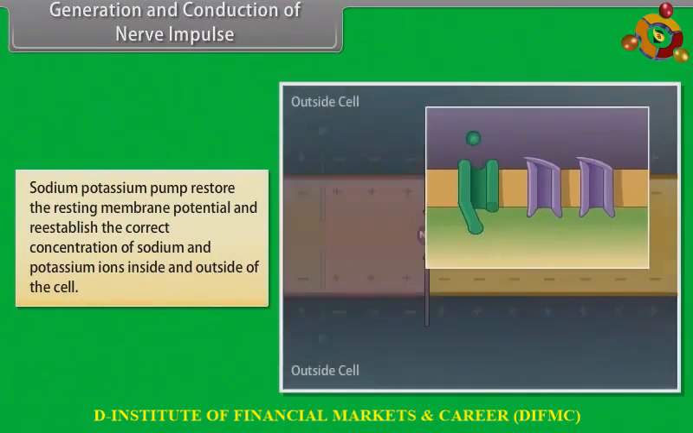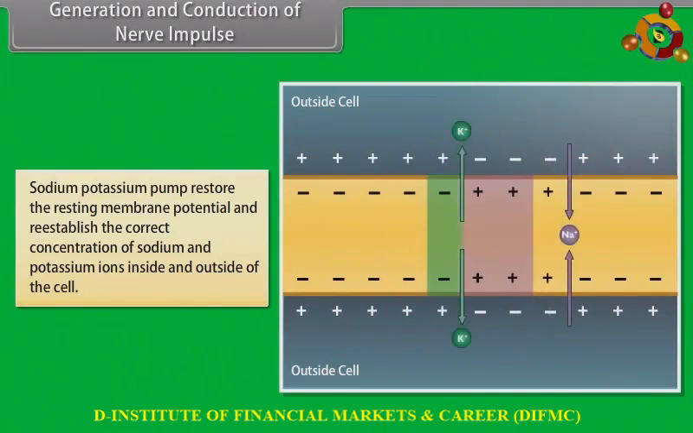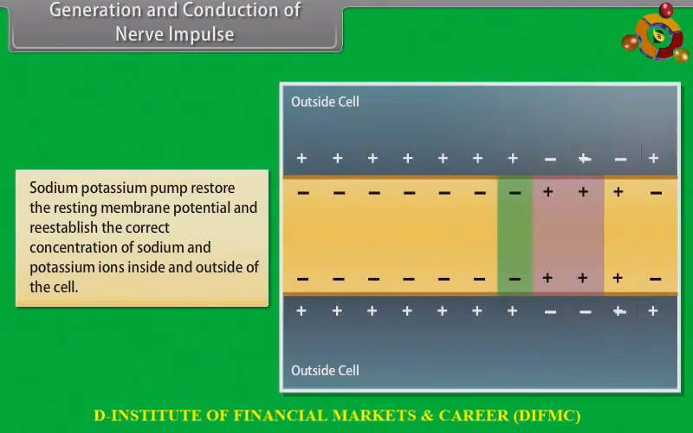Sodium-potassium pump restores the resting membrane potential and re-establishes the correct concentration of sodium and potassium ions inside and outside of the cell.